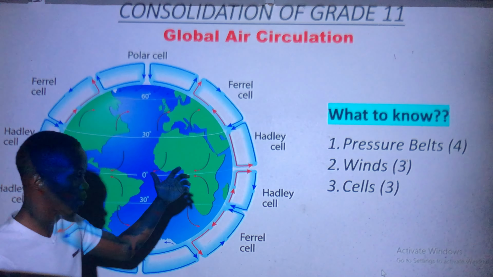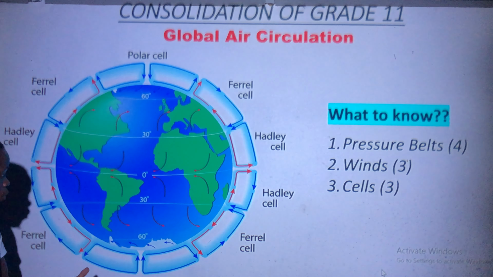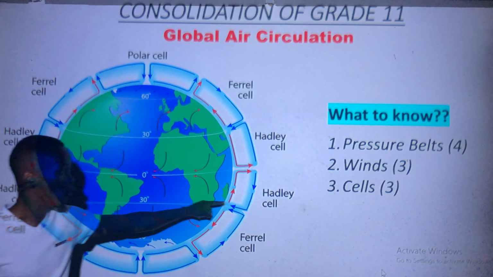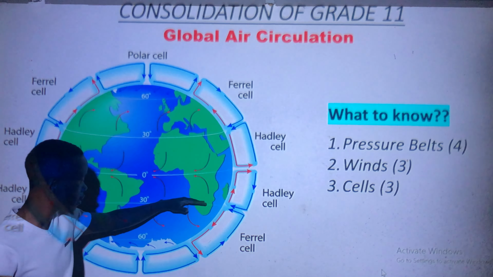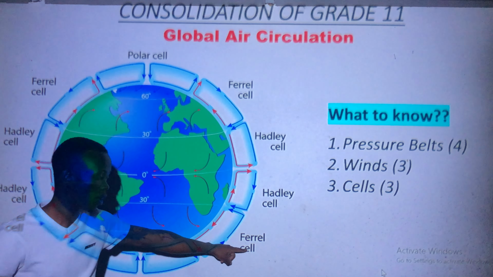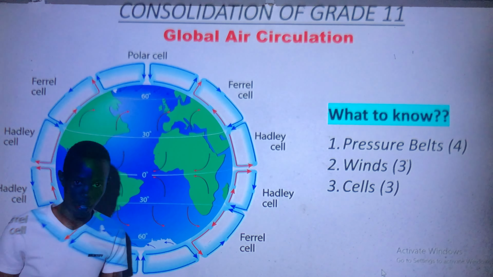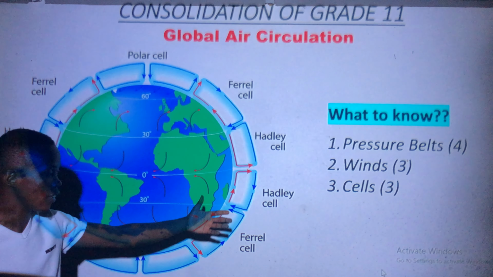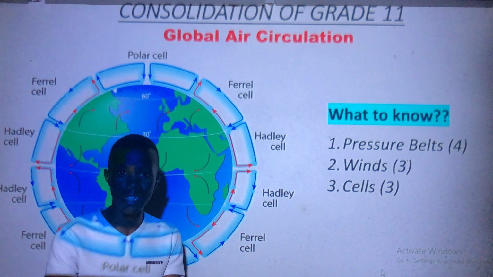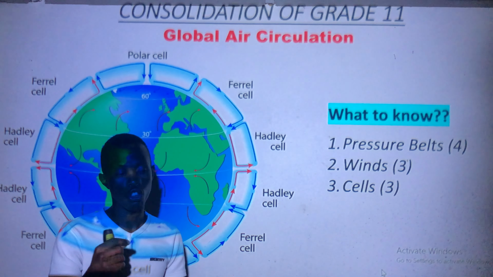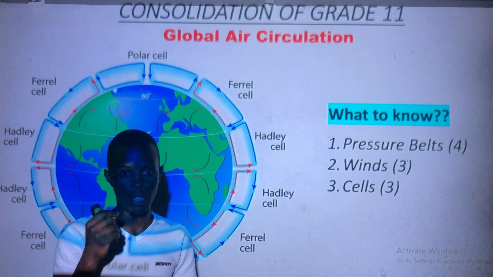And then the last one is the type of cells. On this diagram, between 30 and 0 degrees we have what we call the Hadley cell circulation. Secondly, between 30 degrees and 60 degrees we have the Ferrel cell. And lastly, between 60 degrees and 90 degrees we have the polar cell. All these 3 things are so important for you to know, because we'll be touching on the pressure belts, the winds, and most importantly the cells as we move on to the tropical cyclone and the mid-latitude cyclone.